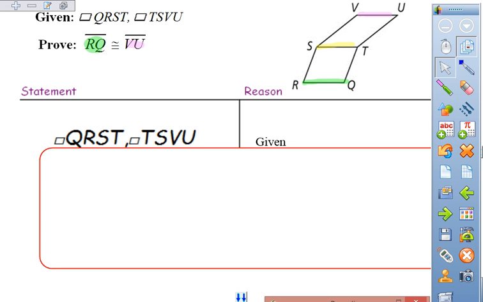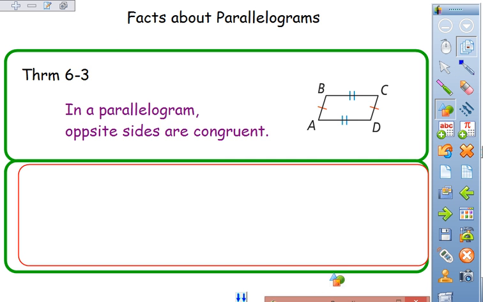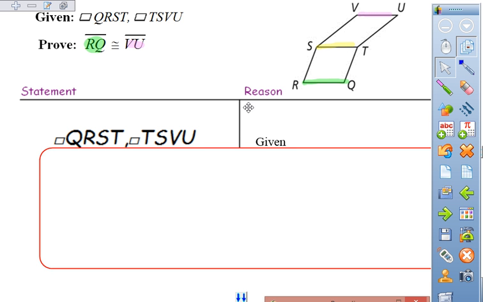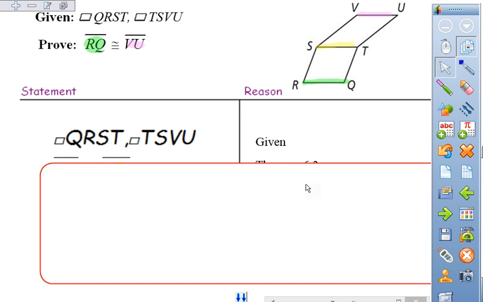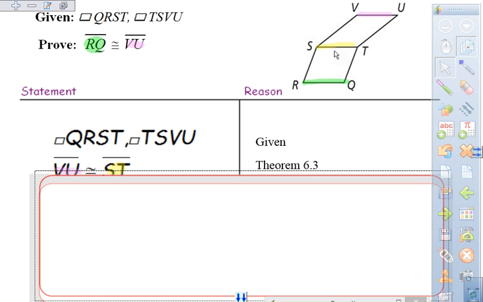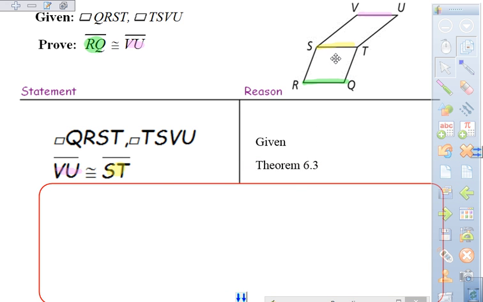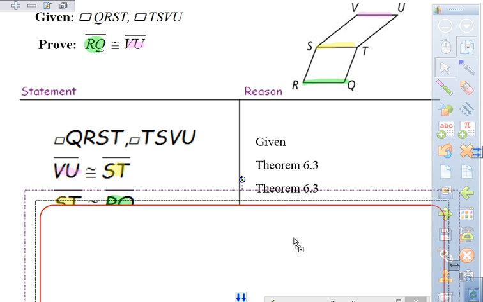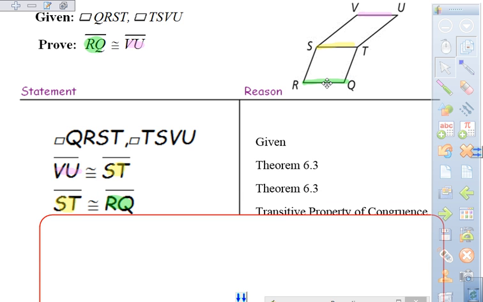So we're looking at sides. I think it's important for us to see that opposite sides are equal. So we're looking at theorem 6.3. In a parallelogram, opposite sides are congruent. So that means in our first parallelogram, or in the top one, VU and ST are congruent, and by that same fact, ST and RQ are congruent, because theorem 6.3 says opposite sides of a parallelogram are congruent.